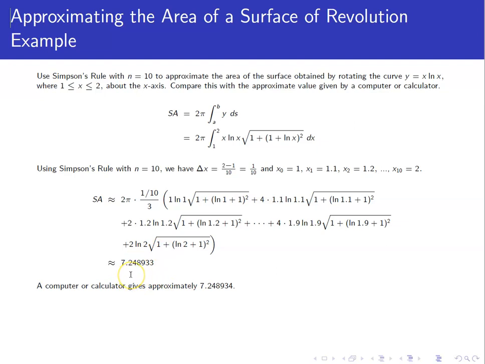7.248933. If you were to put this in a computer or a calculator, notice that the only thing that changes is that last decimal place there. That 6th decimal place goes from a 3 to a 4. So notice that using 10 subintervals with Simpson's rule, we get a really, really good approximation to what the value of this integral actually is.